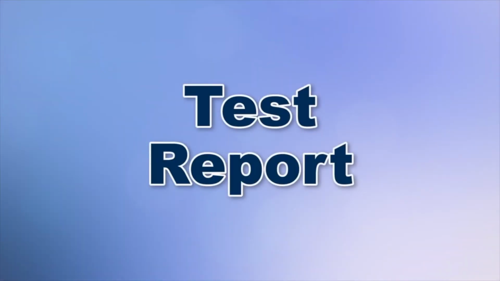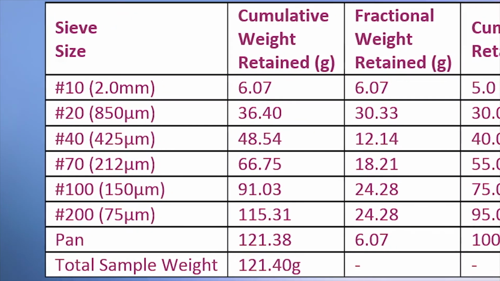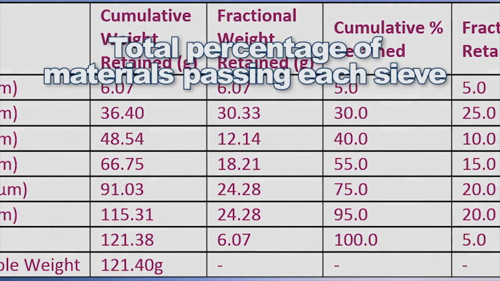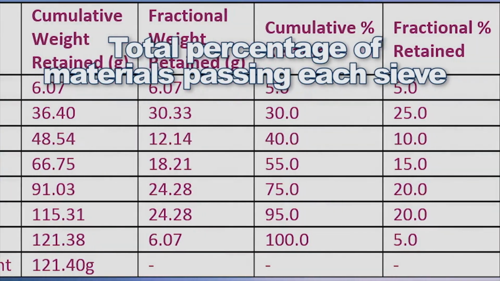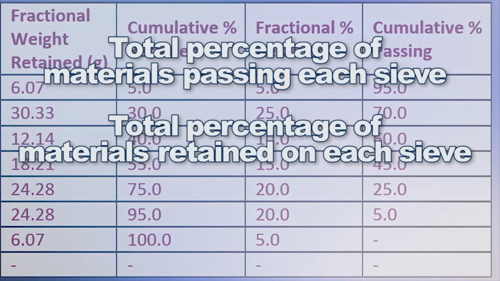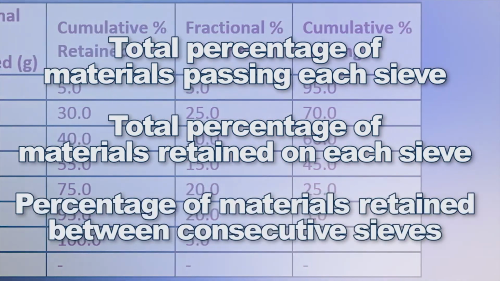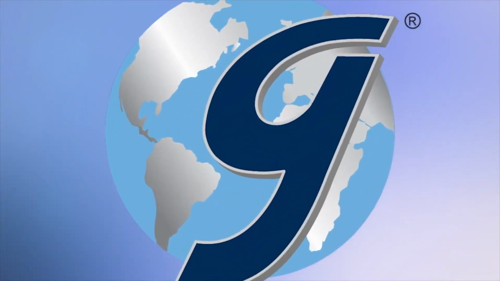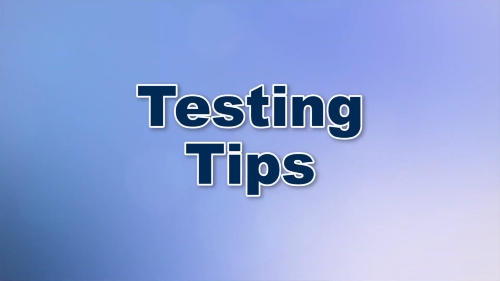Depending on the specifications for the materials being tested, the findings should include the following: total percentage of materials passing each sieve, or total percentage of materials retained on each sieve, or percentage of materials retained between consecutive sieves. Follow these tips for accurate and repeatable particle determinations.